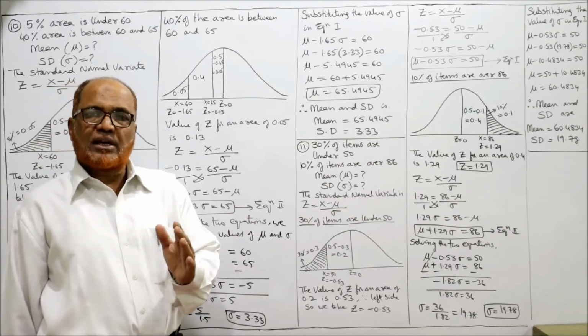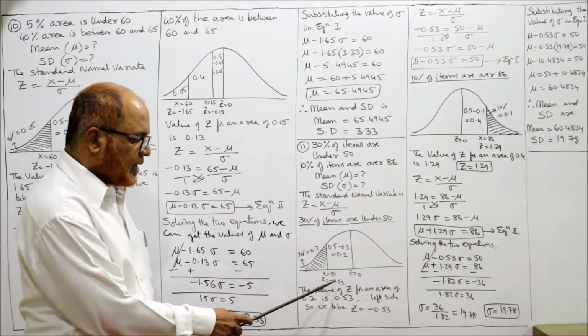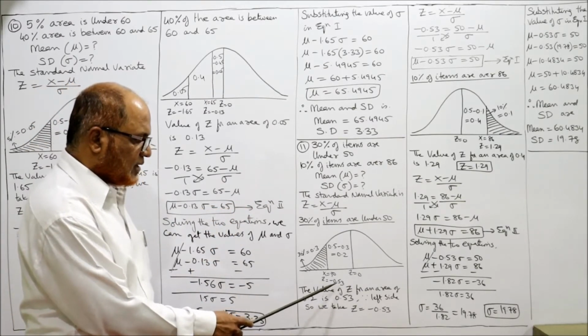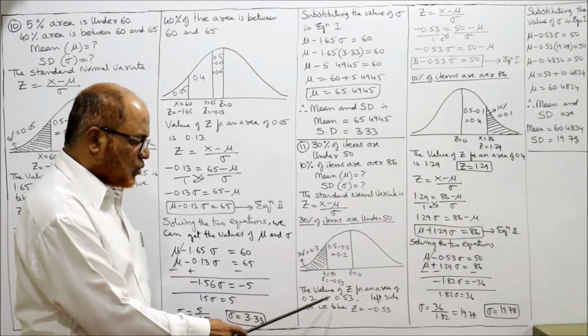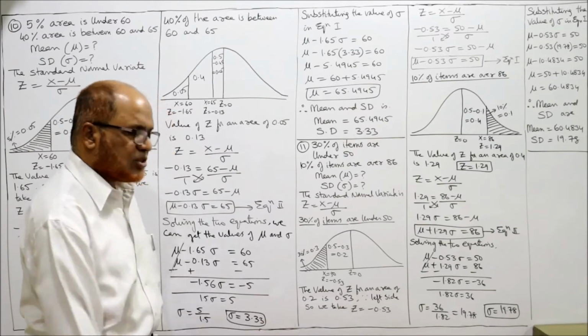लेकिन 0.53 अब लेफ्ट हैंड साइड आ रहा है, इसीलिए माइनस 0.53 लेंगे. z is equal to minus 0.53. The value of z for an area of 0.2 is 0.53. Since left side, so we take z is equal to minus 0.53.